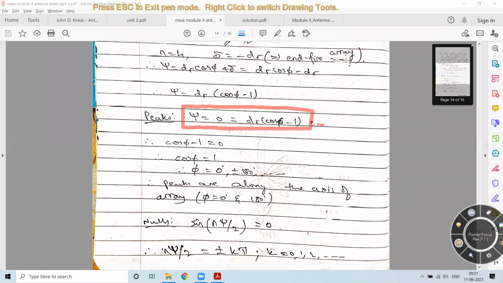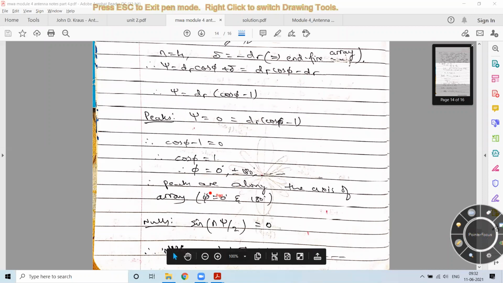Now we need to equate this to 0. Dr is not equal to 0, so we can equate this part to 0. Therefore, cos phi minus 1 is equal to 0. When I simplify it for phi, phi is equal to cos inverse of 1. The possible values for this condition are 0 degrees, plus minus 180 degrees, plus minus 360 degrees, and so on. Generally we write this as plus minus cos inverse of 1.